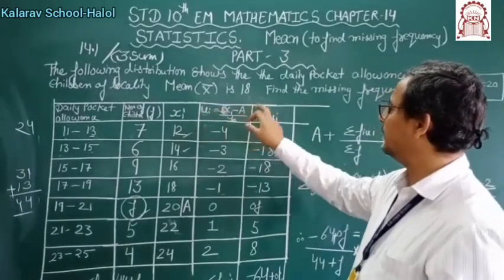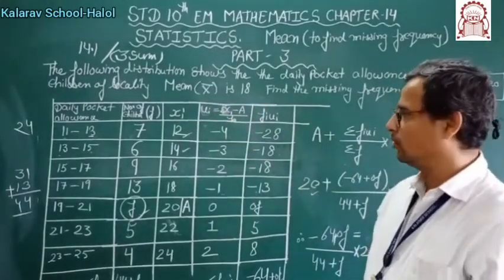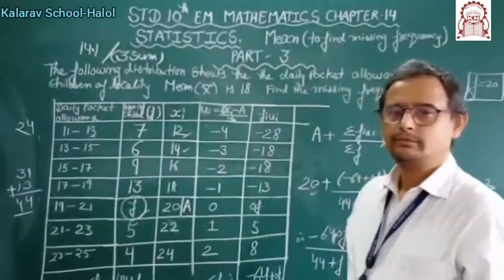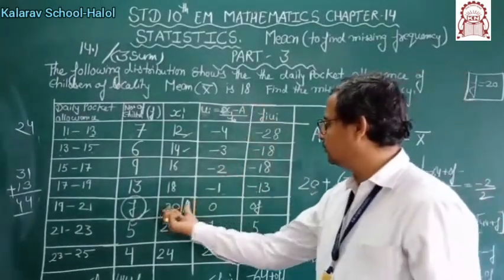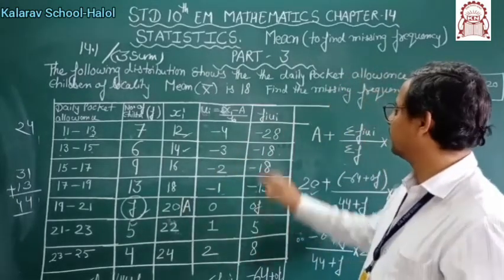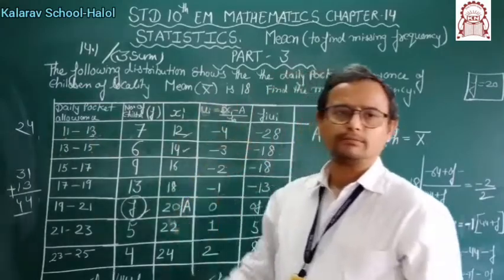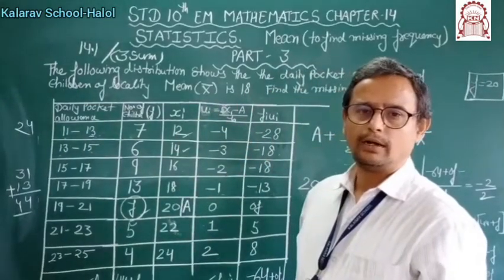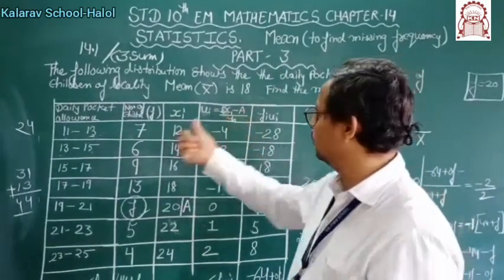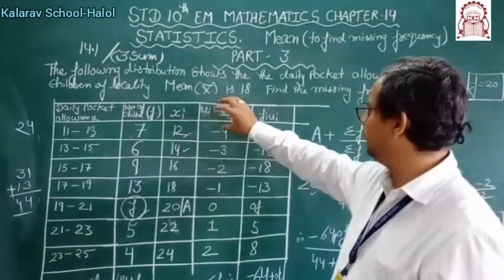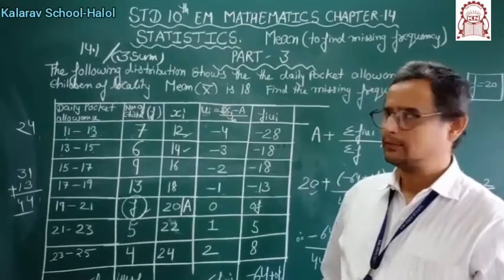Then you find ui. ui is xi minus A upon h. xi is this 12, minus A, the assumed mean. And then upon h, which means the length between the lower and upper limit. That is 2. 13 minus 11, 2. Is it clear? Like that way, you have to find this.